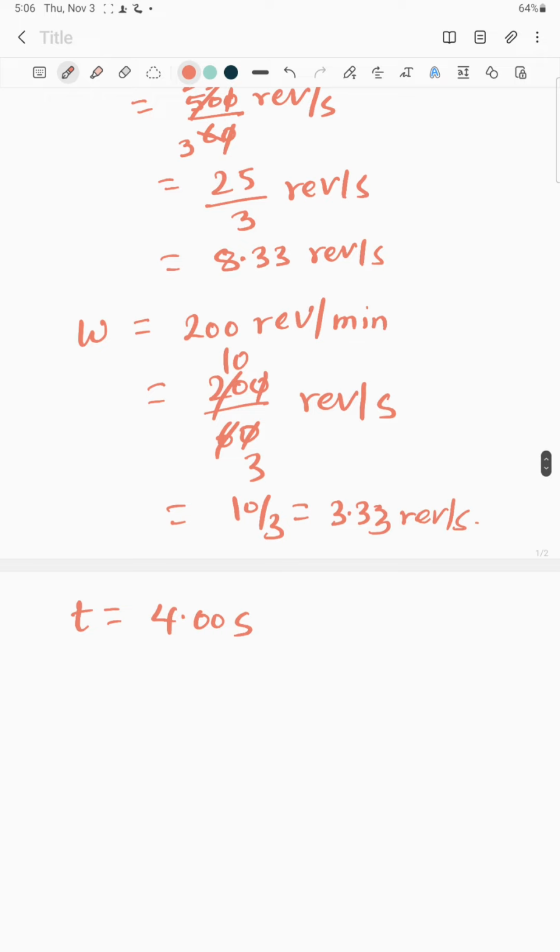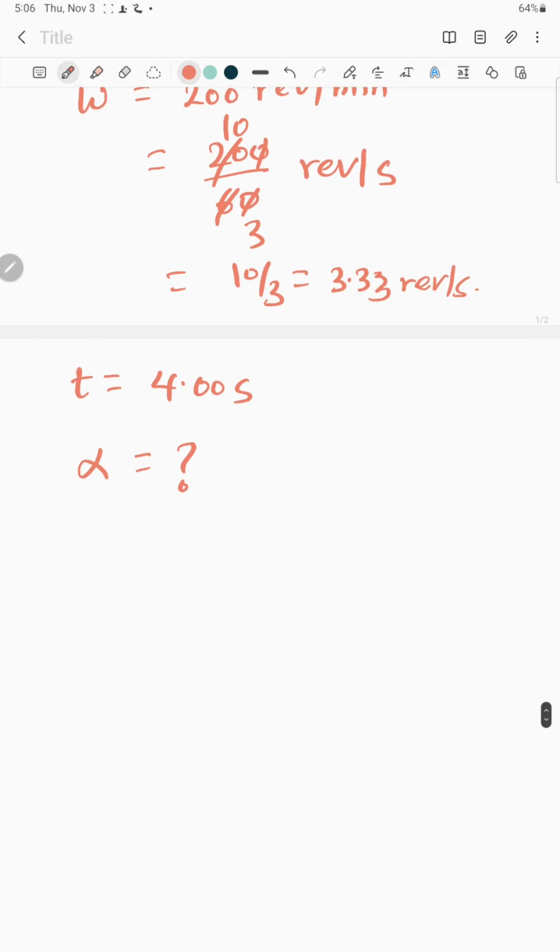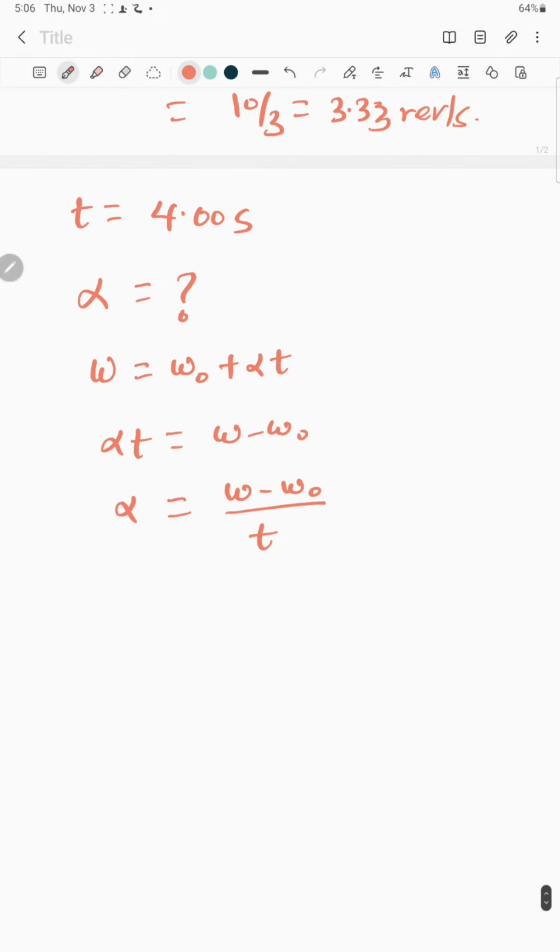So what is the target variable here? That is alpha. You have to find the angular acceleration. We have several rotational kinematic equations. The one relevant for this question is omega equals omega naught plus alpha t, because we don't know alpha. So alpha t equals omega minus omega naught, and our goal is to find alpha. So alpha is omega minus omega naught divided by t.